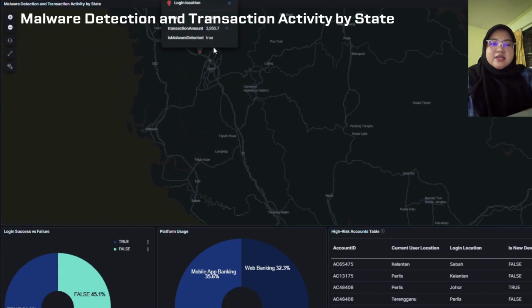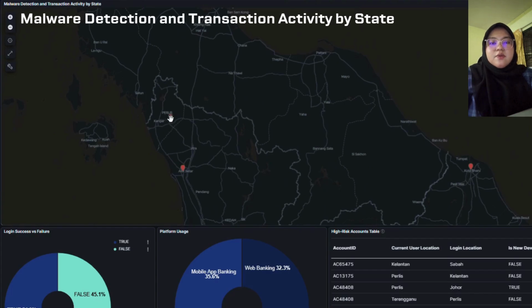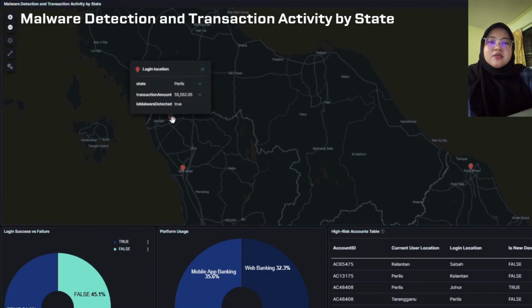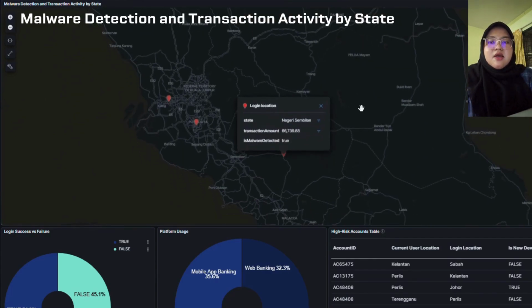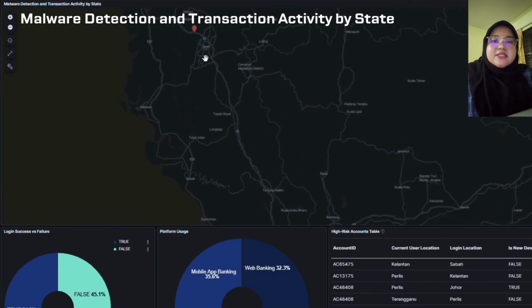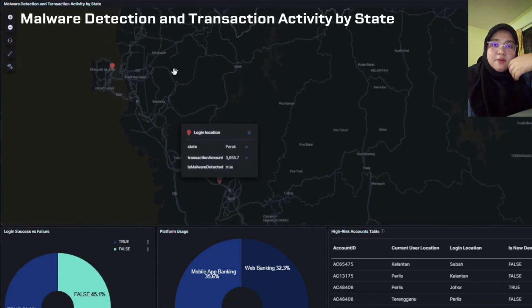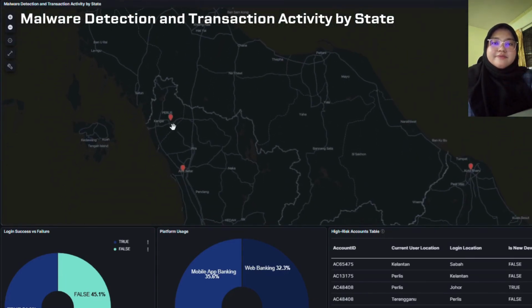This dashboard flag indicates that malware has been identified in the system or network, potentially impacting online activities such as banking or the handling of sensitive data. By integrating this map with the dashboard, users can have a better understanding of the geographical spread of malware.